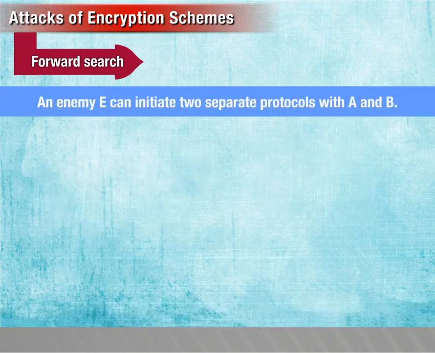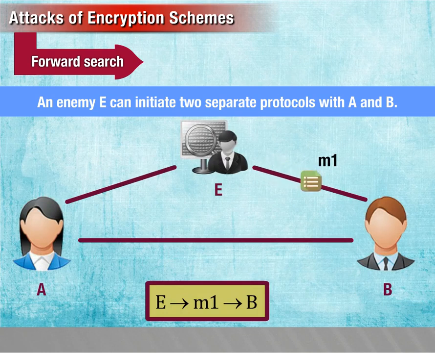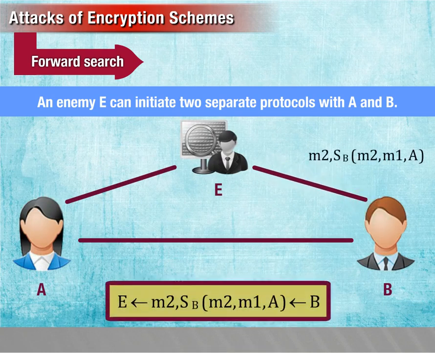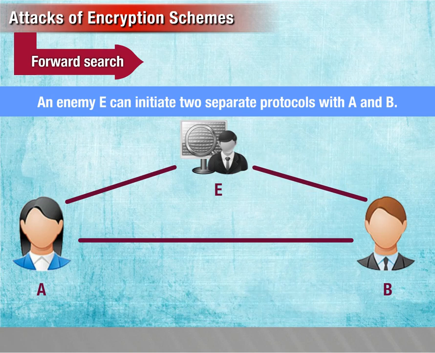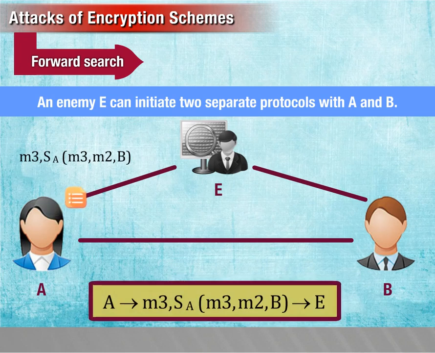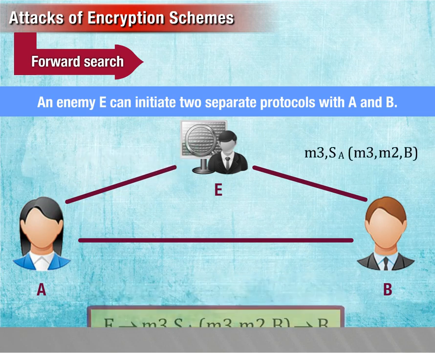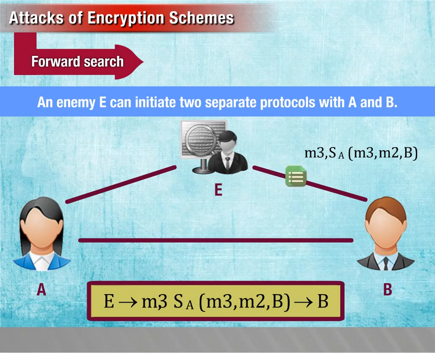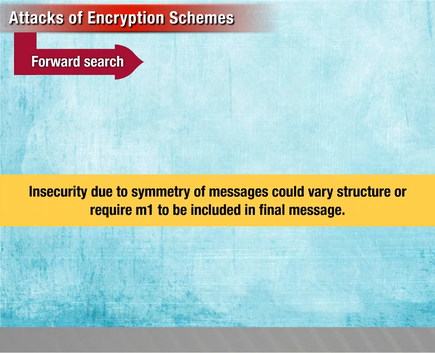An enemy E can initiate two separate protocols with A and B. E sends M1 to B. B returns M2 to E, with SB of M2, M1, A. E sends M2 to A. A sends M3, SA of M3, M2, B to E. E sends M3, SA of M3, M2, B to B. The insecurity is due to the symmetry of the messages. One could vary the structure or require M1 to be included in the final message.